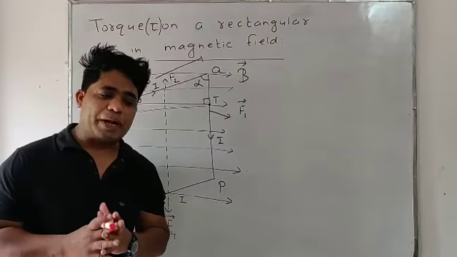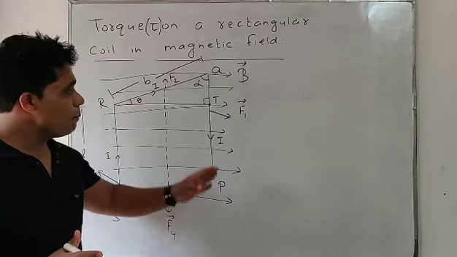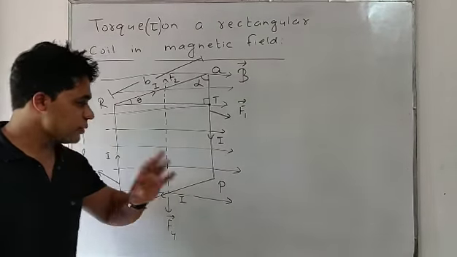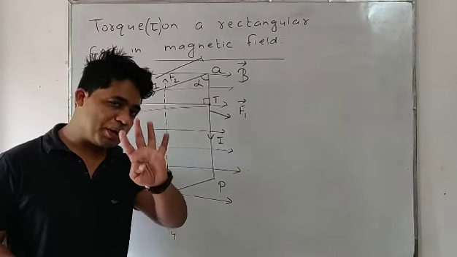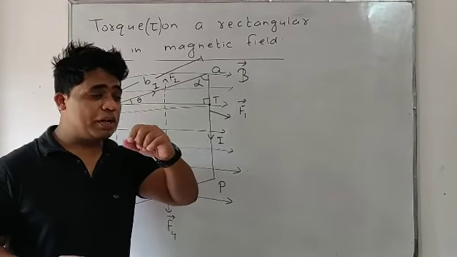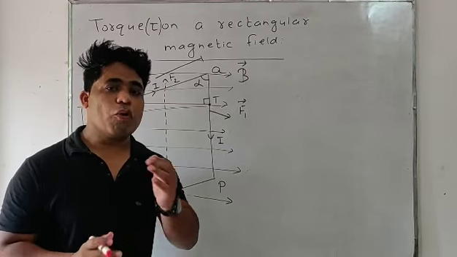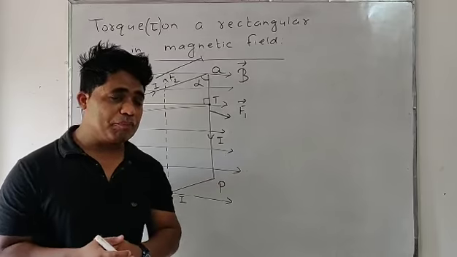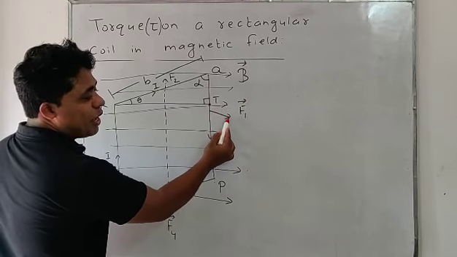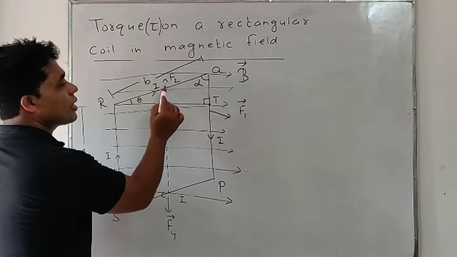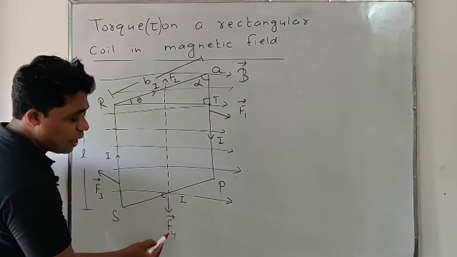So what is the nature of the magnetic field? A magnetic field will exert force on a conductor. Actually this coil PQRS is made of 4 wires, PQ, QR, RS and SP. We know from the previous lecture that a magnetic field will always exert force on a conductor placed in it. So conductor PQ experiences force F1, QR experiences force F2, RS experiences F3 and SP experiences F4.